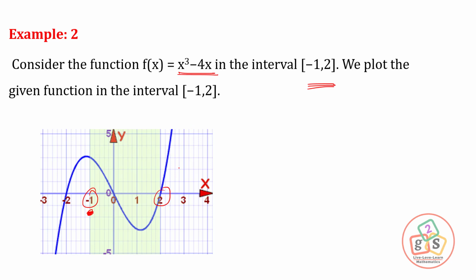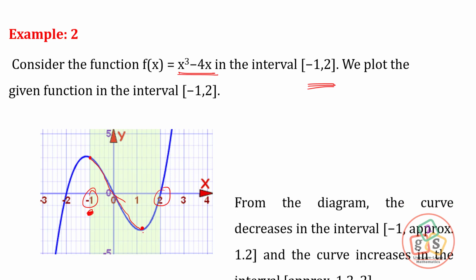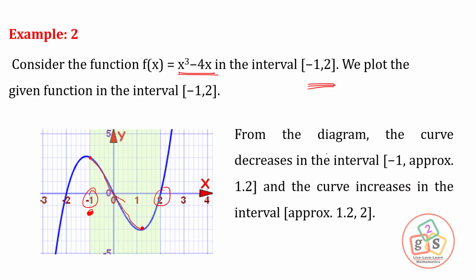So now we look at this. From the diagram, the curve is decreasing in the interval -1 to approximately 1.2. After that, it starts to increase. The curve is increasing after approximately 1.2. So we consider only this interval. So decreasing first and then increasing.